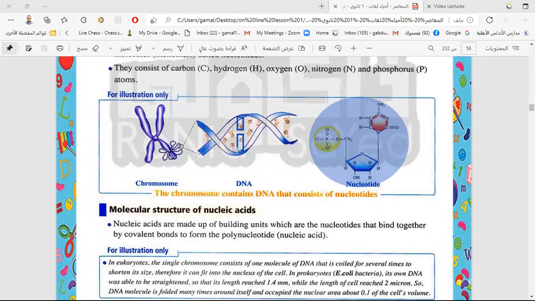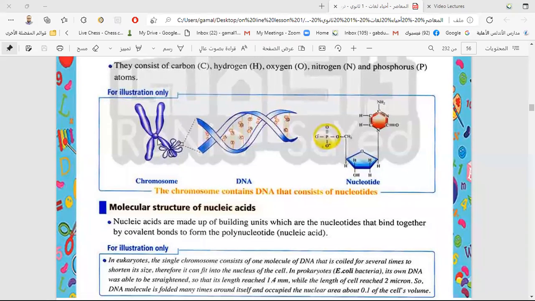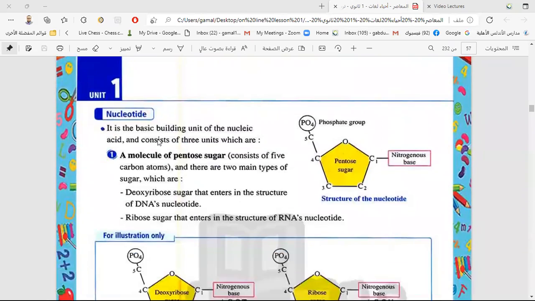They bond together by what? They bond together by a bond, maybe double or maybe triple. We will talk about it now, but we have to know that the nucleotides bond together by bonds, maybe double and maybe triple. We will discuss it after a few seconds. So we are going to the structure of the DNA.